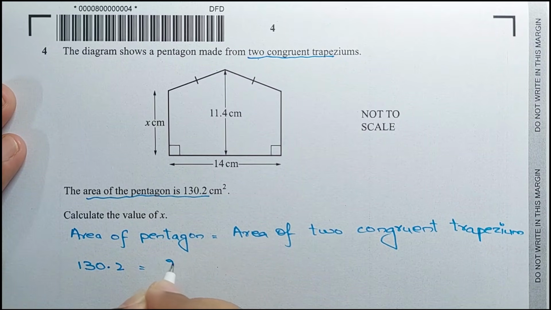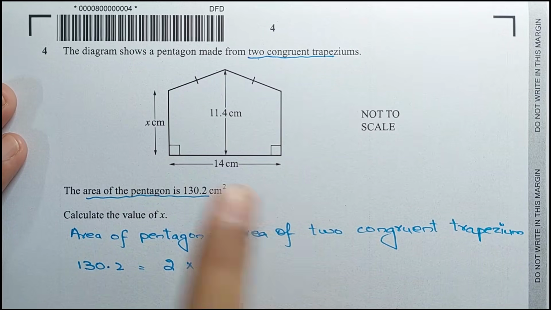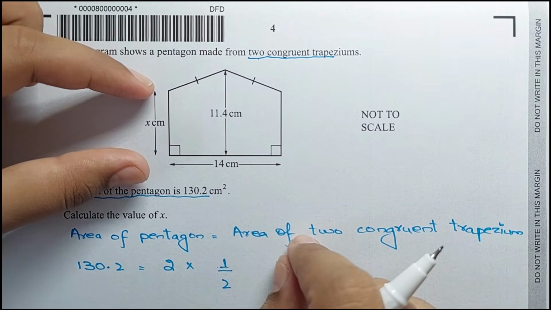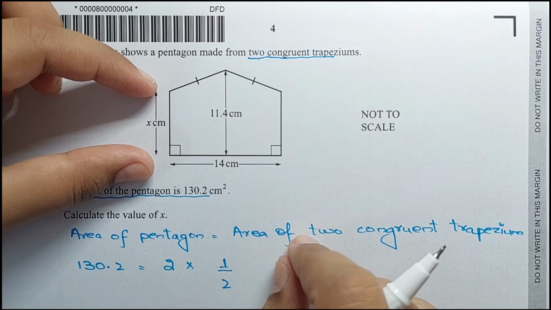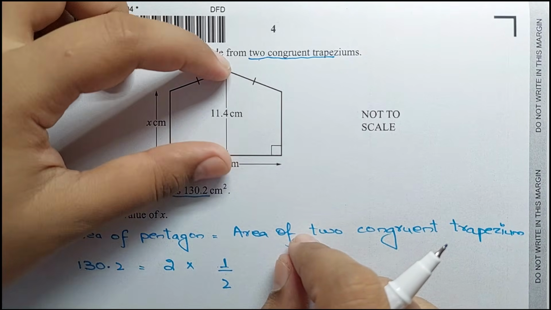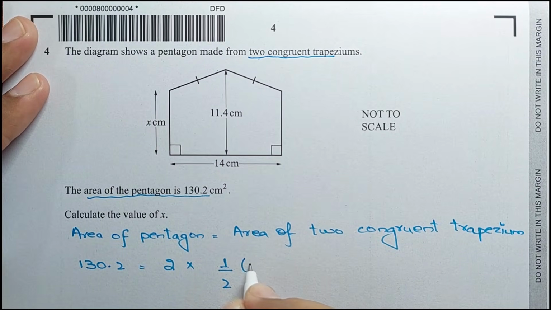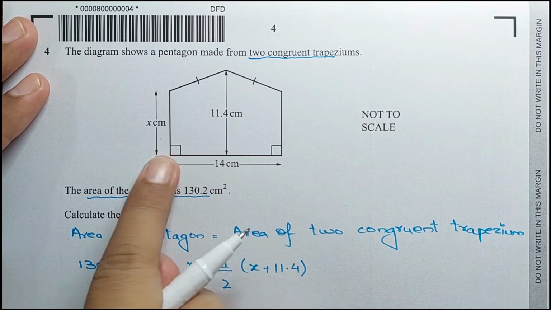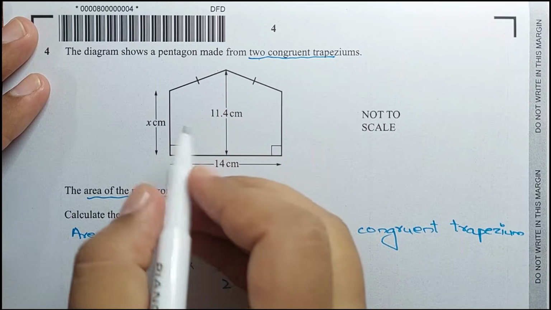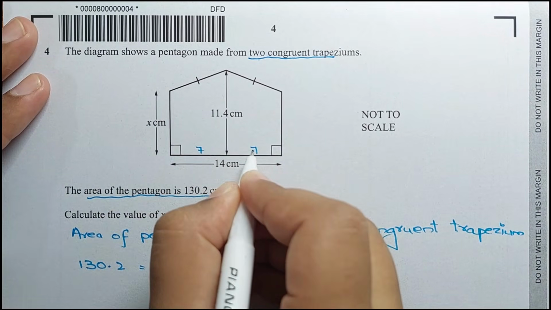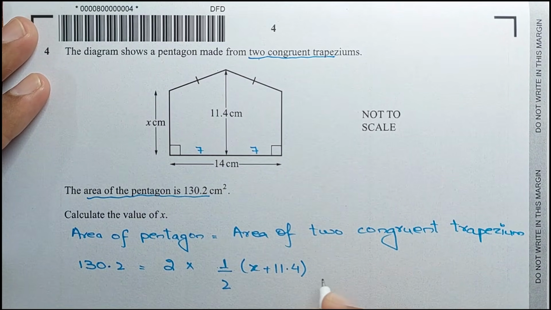The area of a trapezium, there are two trapeziums, so two times. The area of a trapezium is half the sum of the parallel sides. So what are the parallel sides of this trapezium? This one and this one. These two are the parallel sides, x and 11.4. x plus 11.4 is the sum of the parallel sides. And what is the height of the trapezium? This total is 14, so this is 7 and this is 7. So that multiplied by 7.